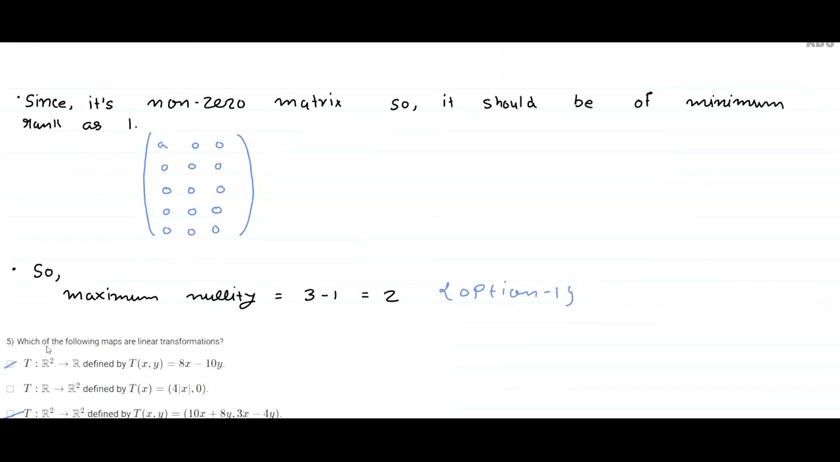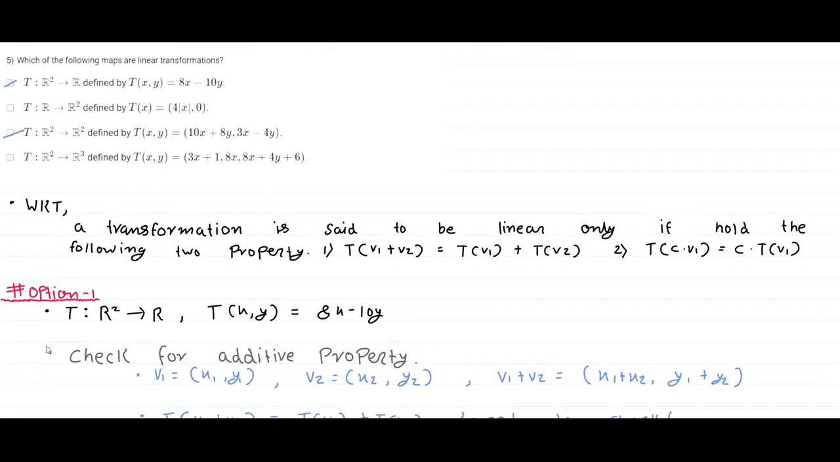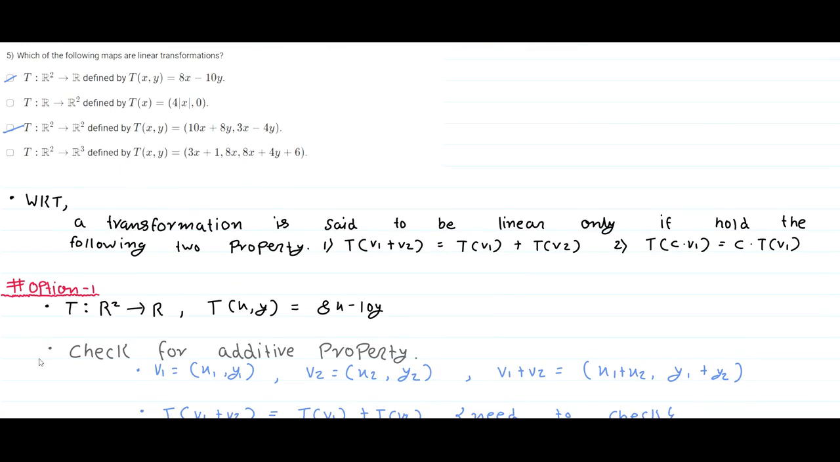Now, let us move towards our next question, which is question number 5. Here, we have to basically check which of the following maps are linear transformations.